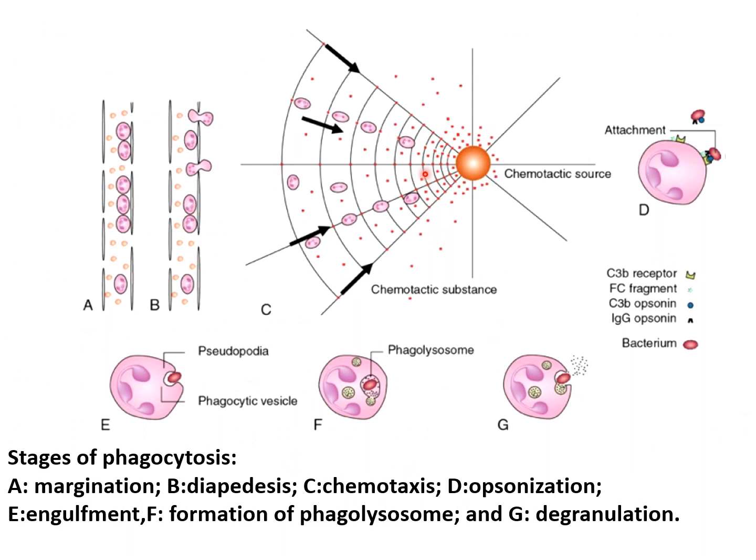So these are the images of the stages of phagocytosis. A is margination, B is diapedesis, C is chemotaxis, then D is opsonization, then E is engulfment, F is formation of the phagolysosome, and G is degranulation.